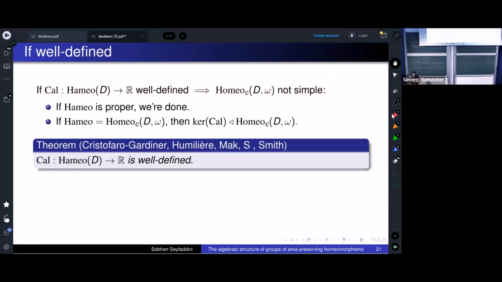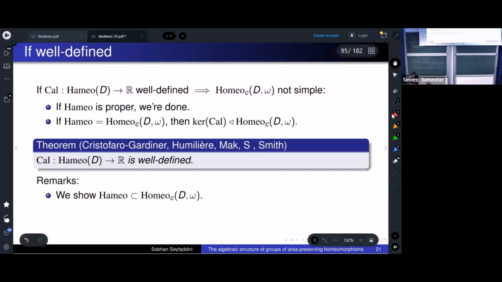So it turns out that we actually show that Hameo is a proper normal subgroup. And the reason is actually very plausible. Hameo turns out to be a proper normal subgroup, and Calabi extends to Hameo in this way. This is not too surprising. You could reconcile this in this way.